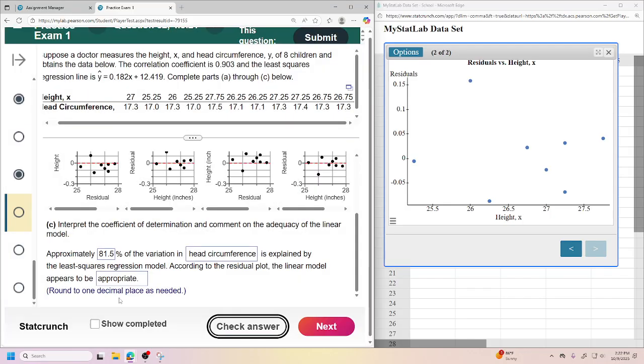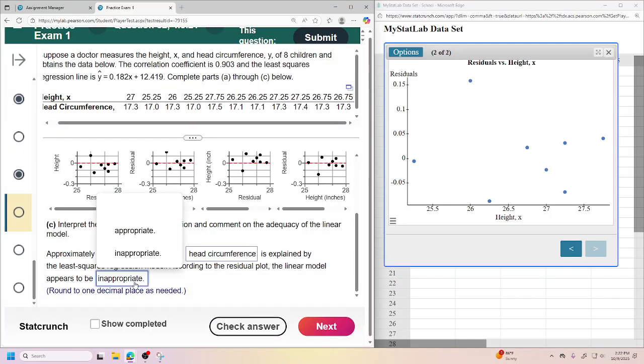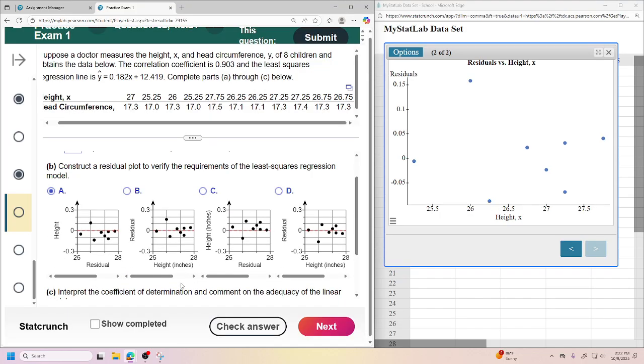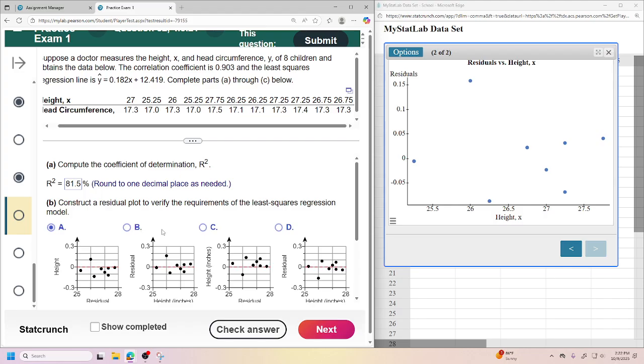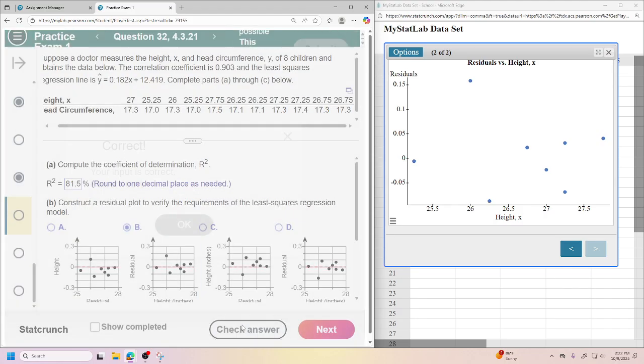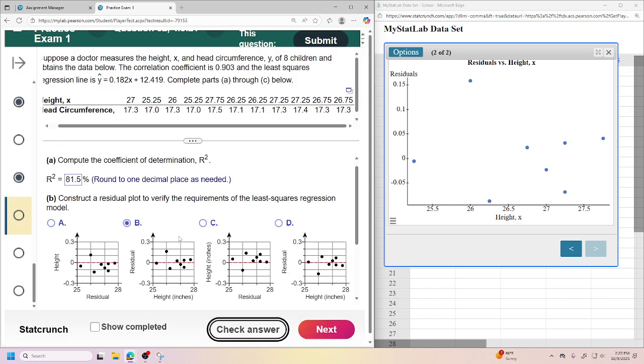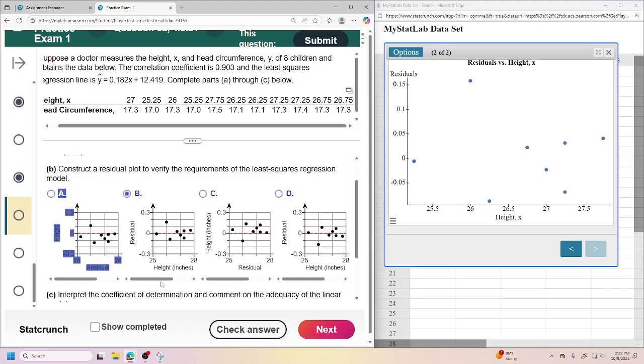And missing something. Okay, let me try inappropriate. No, that's definitely not it. So it's definitely that. Is it not A? Is it like B or something? It's B. Gotta be something weird. Oh, look at the difference. Look at the difference. Residuals got to be over here.